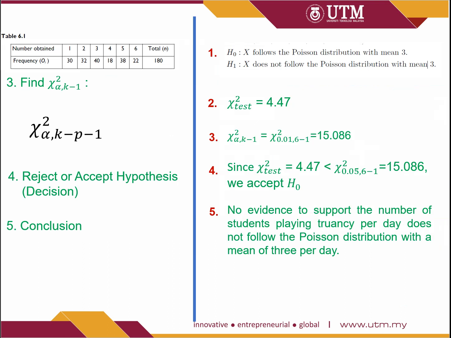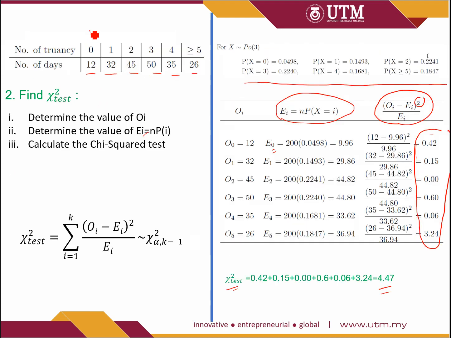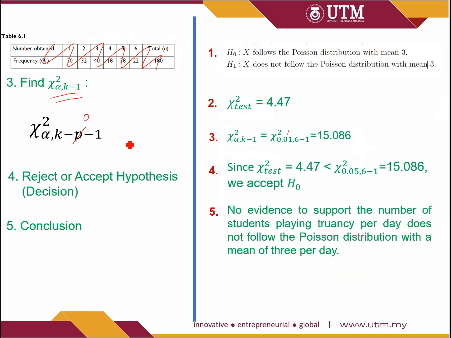After you find your chi-square test, don't forget to find the critical value. Your alpha is 0.01, the question is 0.01 if I'm not mistaken, right? Sorry, this is the wrong table. Now your k is 1, 2, 3, 4, 5, and 6, so your k is still 6. Don't forget to minus 1. When you check your statistical table, the value would be 15.086.